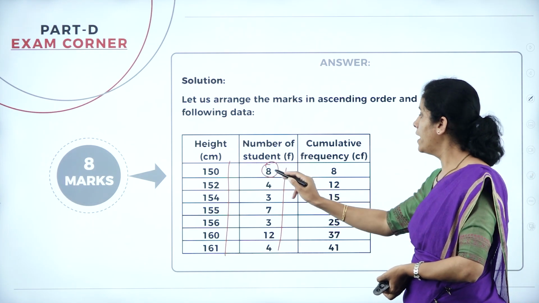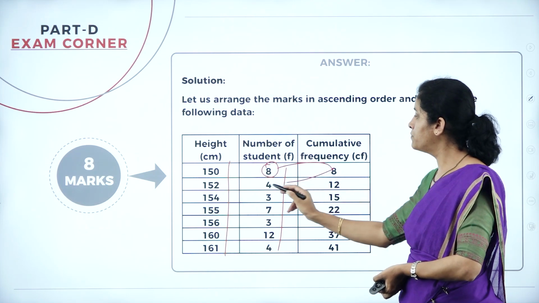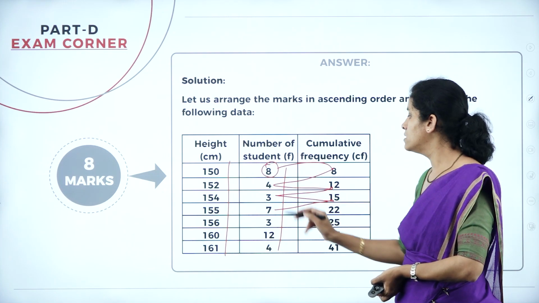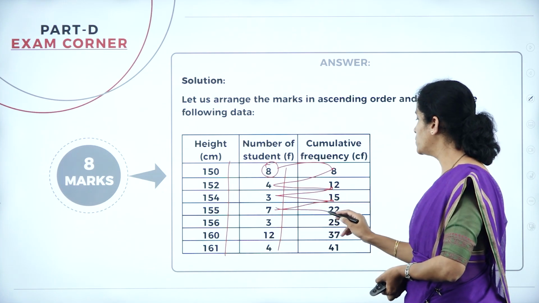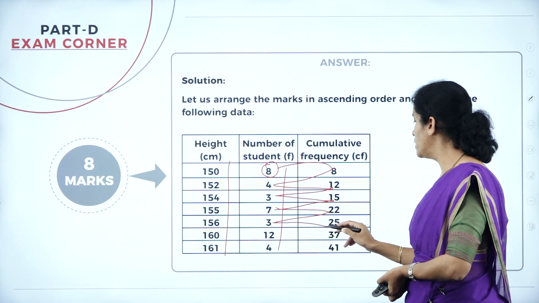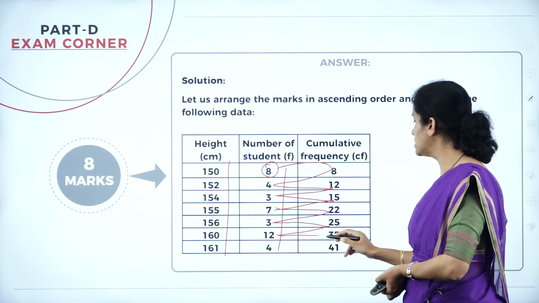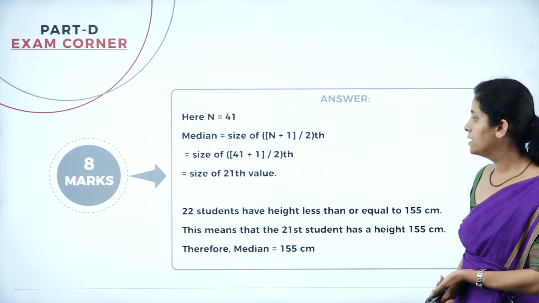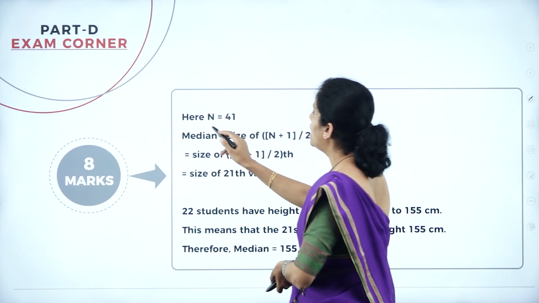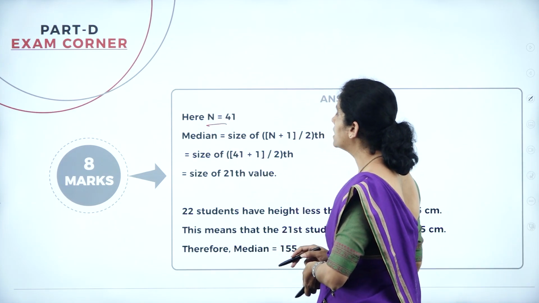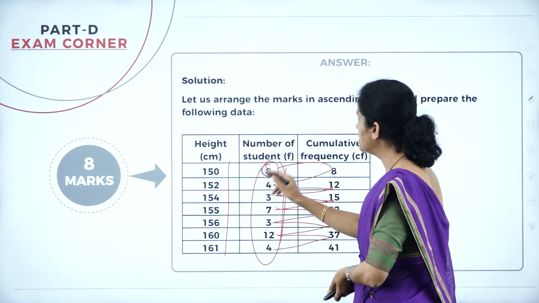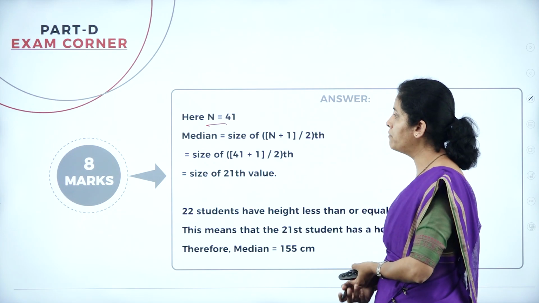So I'll write 8 as it is. 8 plus 4, it is 12. 12 plus 3, 15. 15 plus 7, it is 22. 22 plus 3, 25. 25 plus 12, it is 37. 37 plus 4, it is 41. Now, n is nothing but 41. So when I add all this, I'm getting the answer 41.